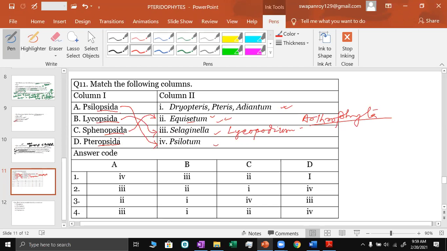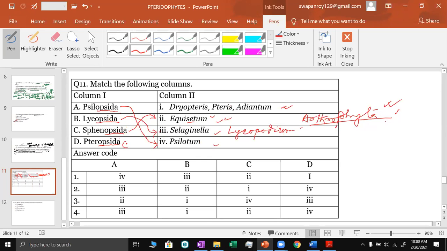Arthrophyta. Like in animals, insects, there are arthropods, that is jointed leg animals. Here this plant has jointed nodes. You have already seen that the jointed node and internodes are very distinct. So Arthrophyta it is also called. It is Equisetum. And Pteropsida actually includes the true ferns.